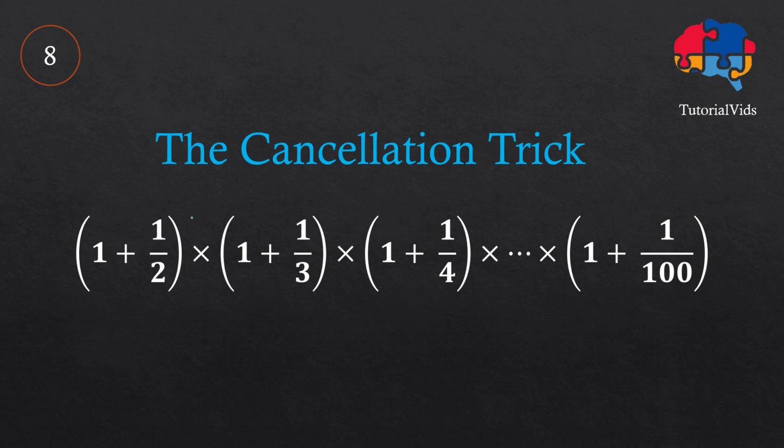Okay, here I want to find the answer of this chain of multiplications, okay? And I want to see how I can apply the cancellation trick. The first step is to see if I can rewrite this expression here in a different way or not.